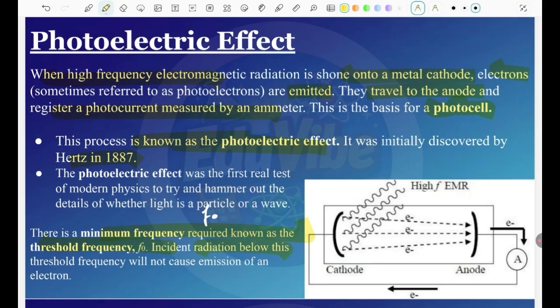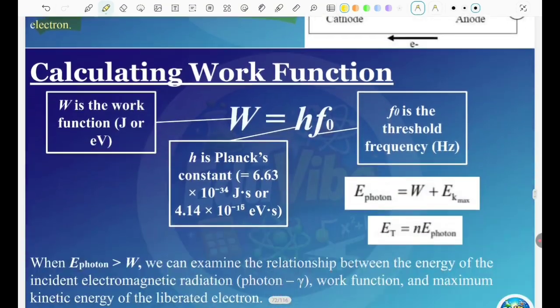So incident radiation below this threshold frequency will not cause the emission of the electron. There is some more in this, and we cover it in the topic of the photoelectric effect, so you can watch that lesson too. But for now, for the one shot, you only have to know this much, because these are only broad topics. So we summarize that topic with some brief concepts.